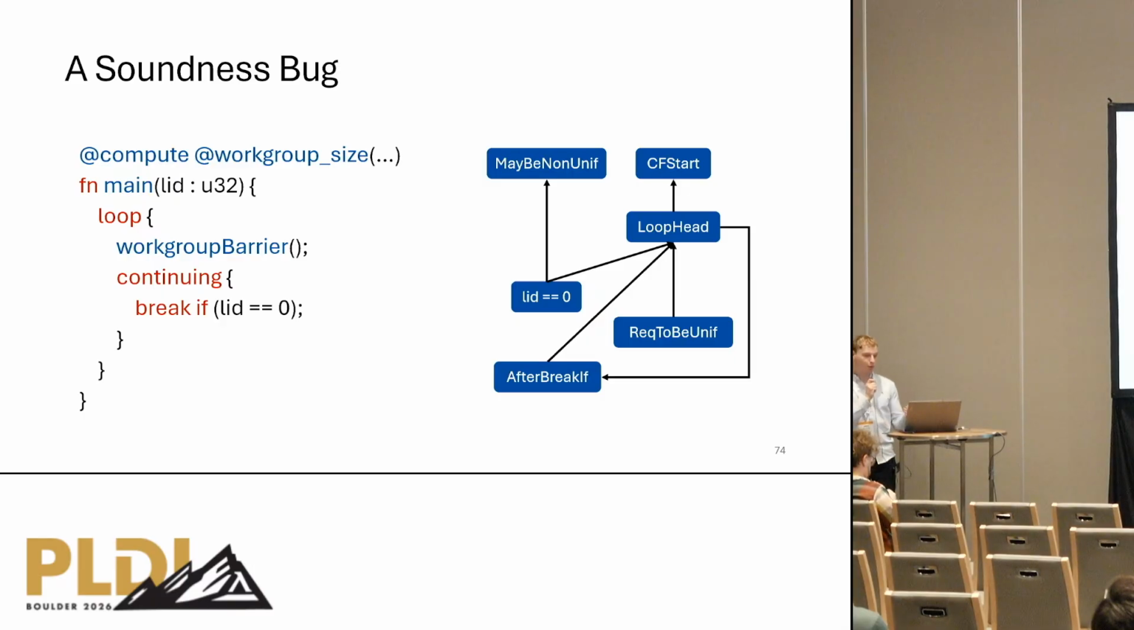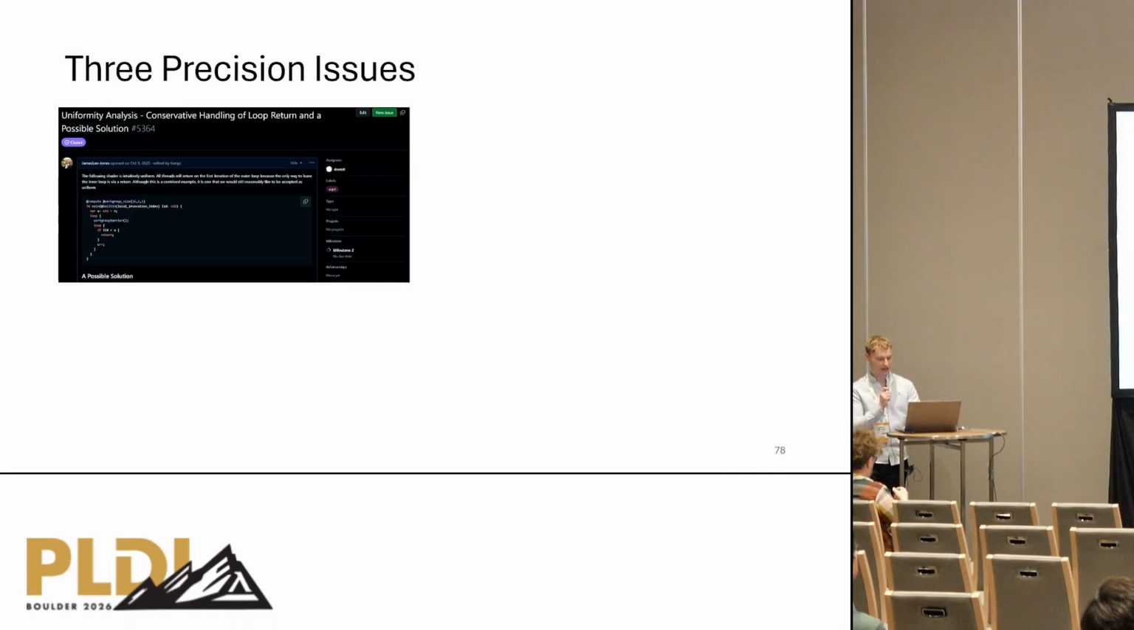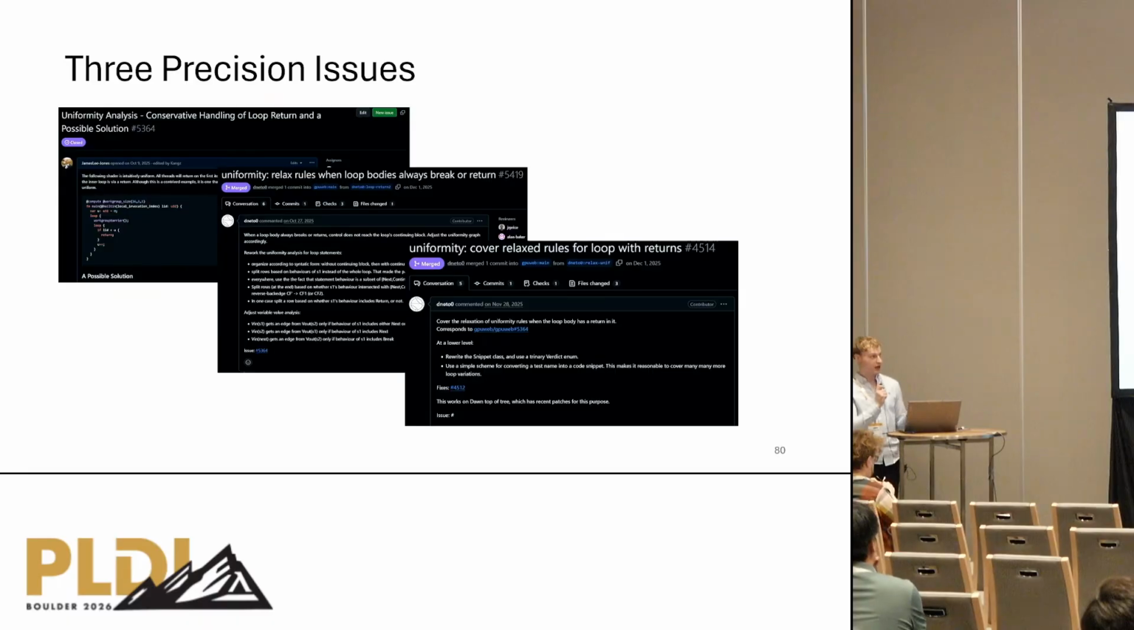And you can see that there's no path from required to be uniform to maybe non-uniform, indicating that the shader would be accepted. So really, there's a missing edge in this graph, which is the one shown in red here, which says that whether all threads reach the end of the loop body depends on whether the expression LID is equal to 0 evaluates to the same value in all threads. So now we do have the path that we'd expect. So we reported this, and it was accepted into the language specification. Alongside this soundness bug, we also found several precision issues that allow through more shaders, and this is particularly important because shaders that fail the analysis will just not be compiled, so they won't run at all.